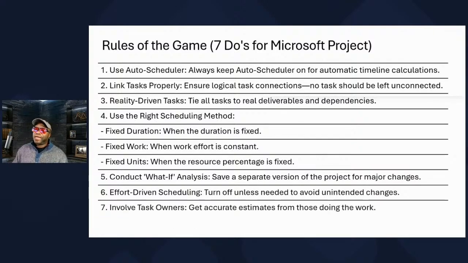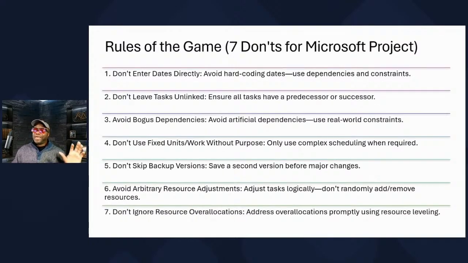All right. Number 7, involve task owners. The best way to build a schedule is to get people doing the work. Get accurate estimates from those doing the work. Get them in the room. Don't guess it. Get the people in the room. All right. Here are the rules of the game, the don'ts.